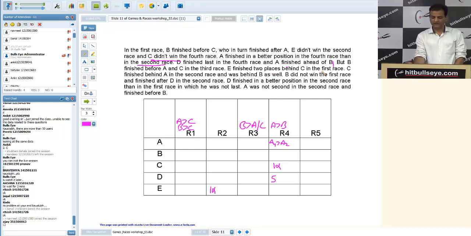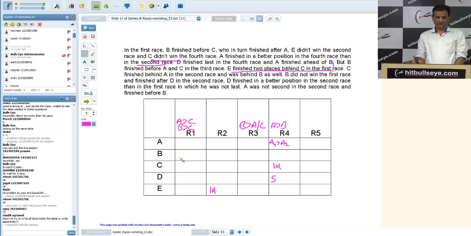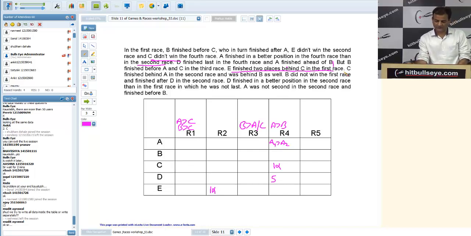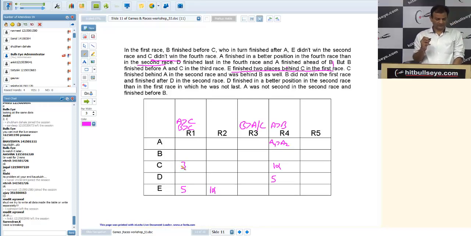E finished 2 places behind C in the first race. Now this is the starting point. Mudit, if you write the data separately, then it will be a problem to manage the data at the end. So I am writing the data in the table. Just see it. E finished 2 places behind C. A is ahead of C, B is ahead of C. That means E can only be 5 and C has to be at the third place, because A and B both are greater than C.